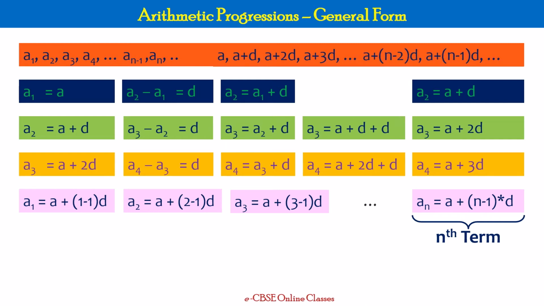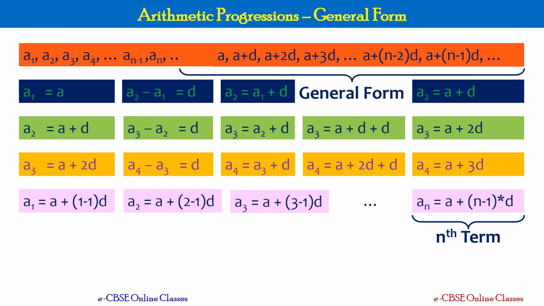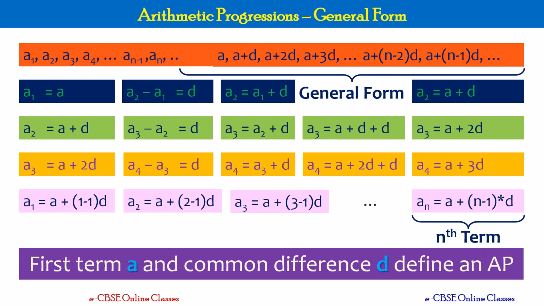So then if we substitute this, A1 becomes A, A2 becomes A plus D, A3 becomes A plus 2D. So the series A, A plus D, A plus 2D, and so on, and A plus n minus 1 into D is called the generic form of the arithmetic progression. So what we need to understand here is, if you know the first term A and the common difference D, we can practically define the entire arithmetic progression. So what we are saying is, first term A and the common difference D can define an arithmetic progression.